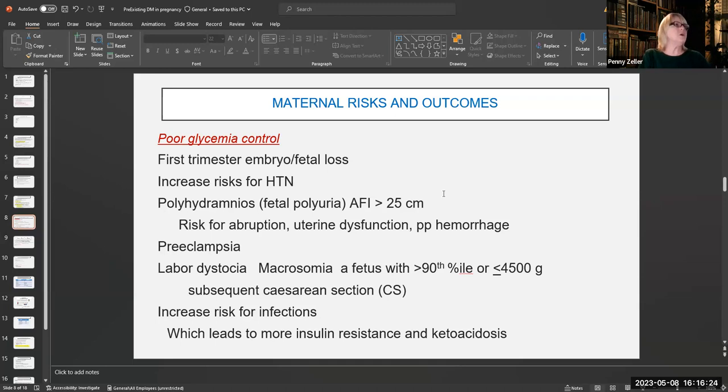They're at increased risk for preeclampsia, labor dystocia. Poor glycemic control is going to make a big baby. They might have to have a C-section. Someone with hyperglycemia, they're at risk for infections all across the board, even med-surg. Your diabetic clients are at risk for infections, okay? Which leads to more insulin resistance. It's a vicious cycle.